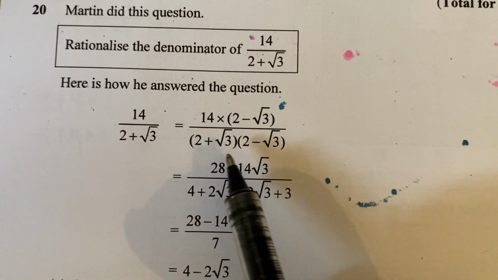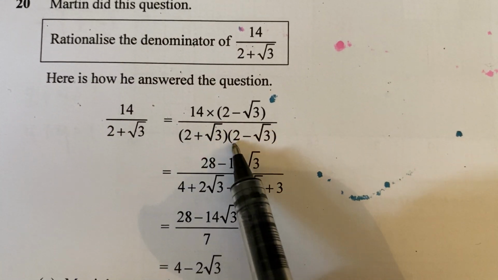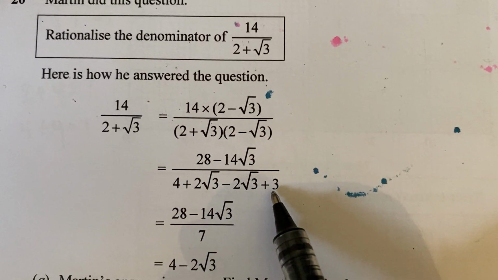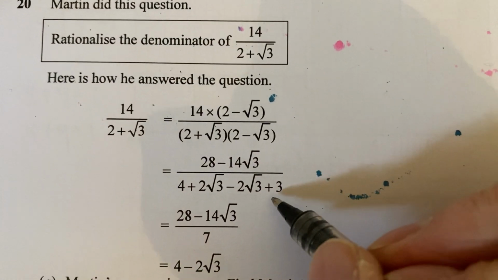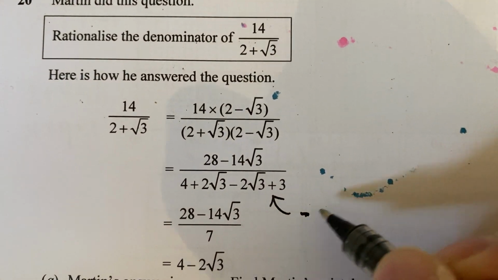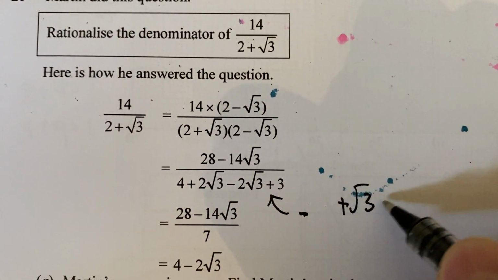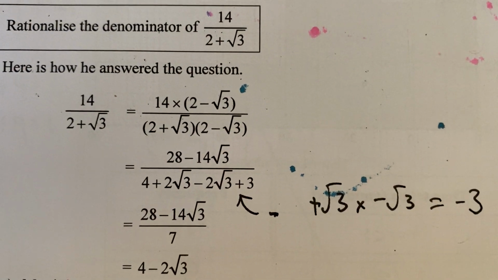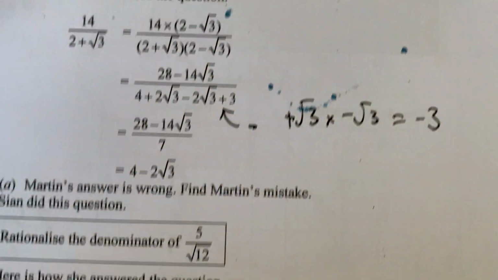Brilliant, good. Now let's look here then. 2 times 2 is 4. Plus root 3 times minus root 3 is minus, there you go. So it should have been a minus there. So what he's done is plus root 3 times minus root 3 should equal minus 3. And that's what you'd write. It should be minus 3.